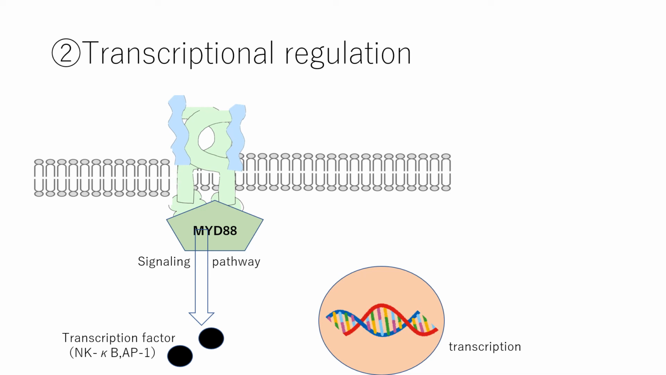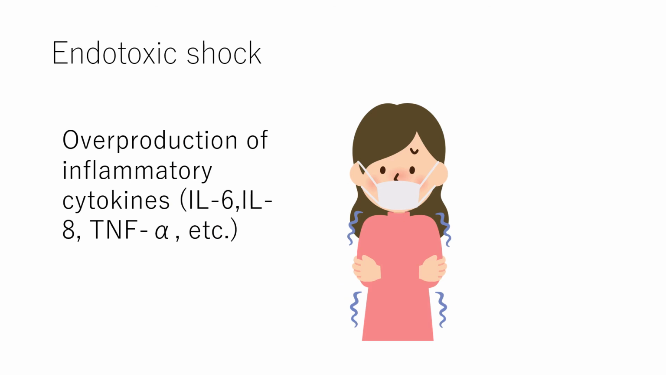Finally, when the production of mRNA is promoted, substances such as cytokines are produced by translation and released to the outside of the cell, resulting in innate immunity. Finally, I would like to introduce states of illness related to TLR4.